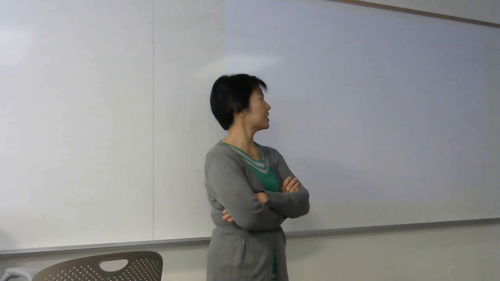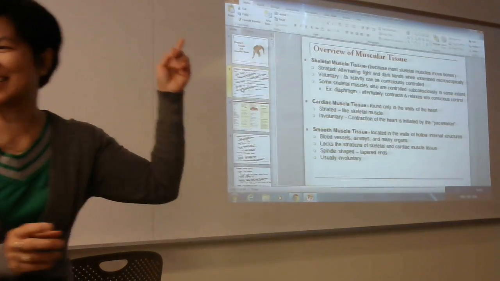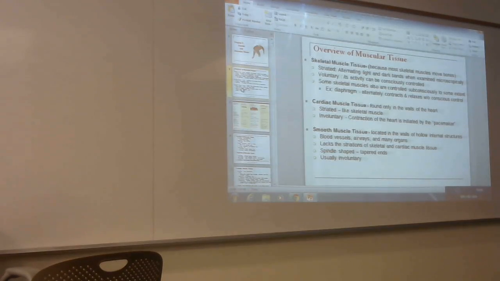As far as muscle tissue is concerned, I want you to know by heart the three types of muscle: skeletal, cardiac, and smooth muscle. You need to know all three of them. Skeletal, cardiac, and smooth muscle.